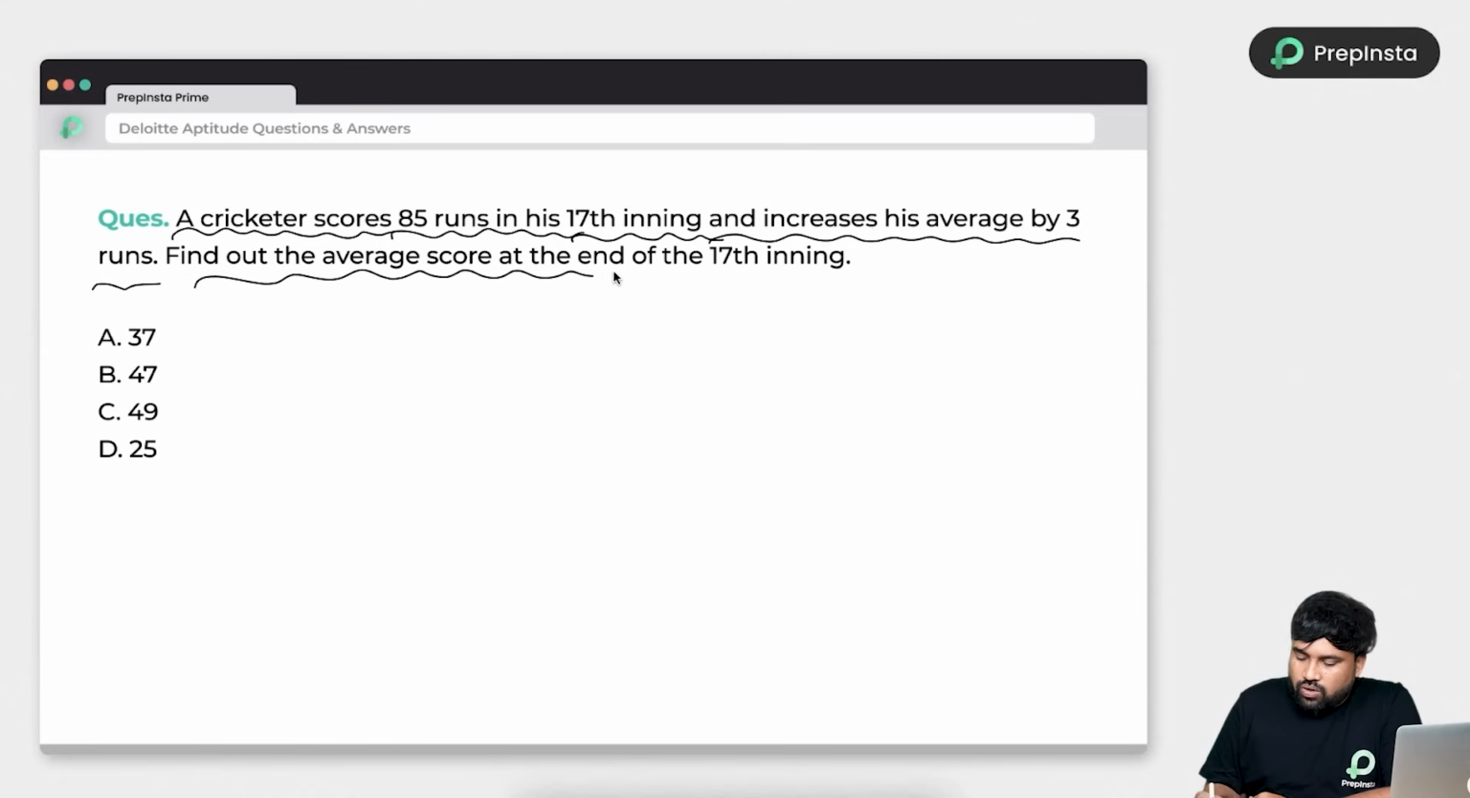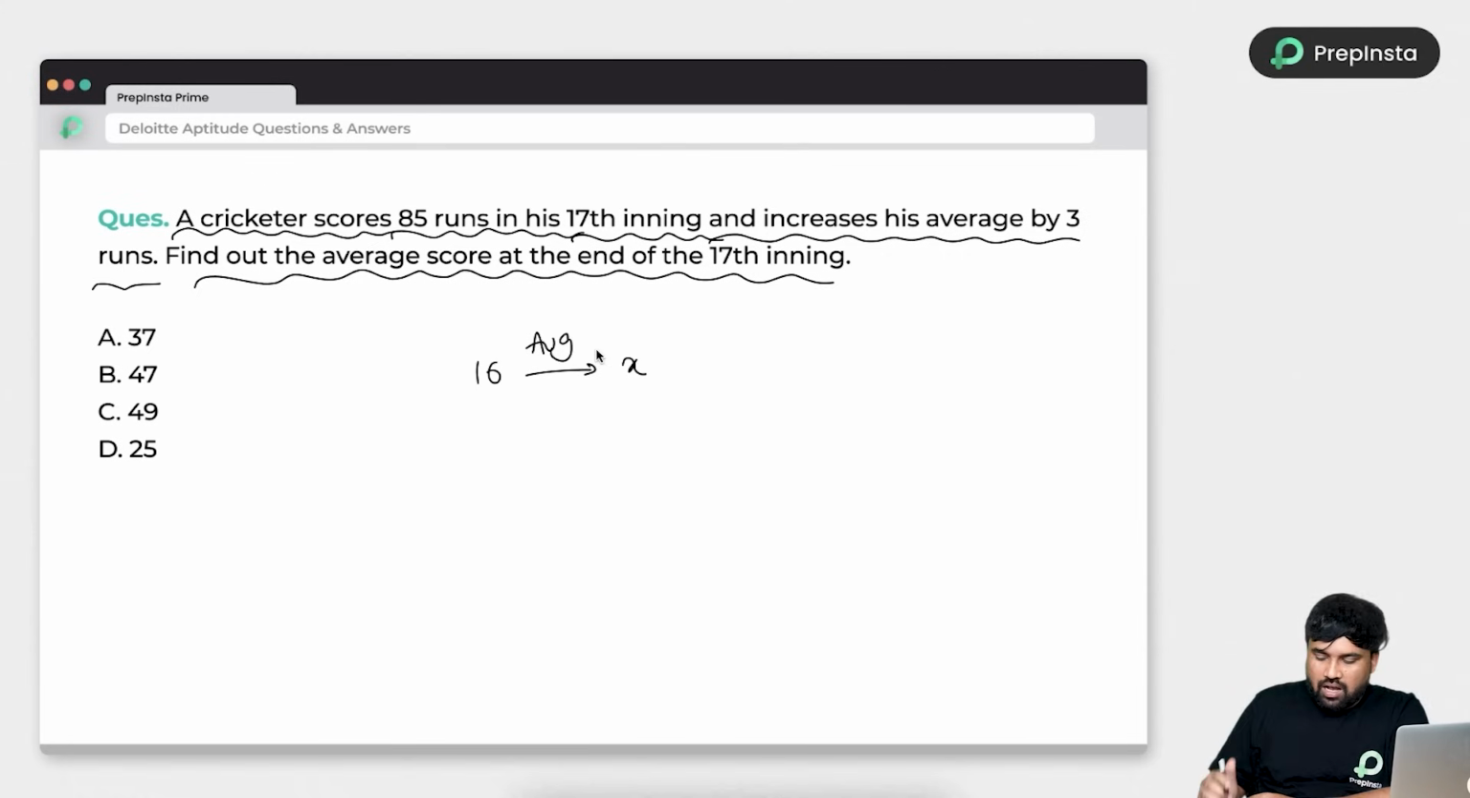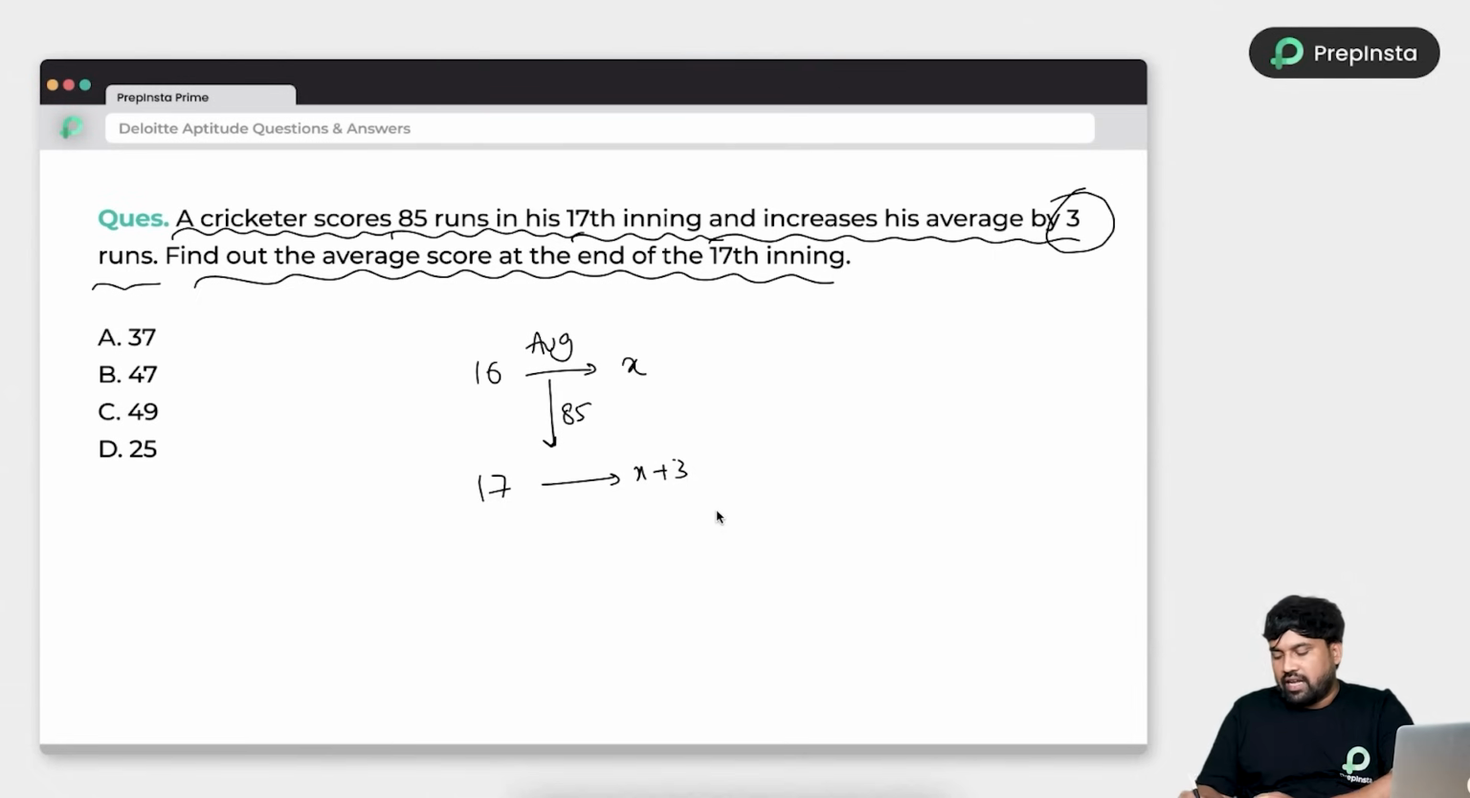Find out the average score at the end of the 17th innings. Whenever you are doing this type of problems, background theory is very important. See, after 16th innings, for example, he has an average of X runs. And after scoring 85 runs in the 17th innings, the average becomes X plus 3, right? According to the statement. So X plus 3 is nothing but every innings is increased by 3.